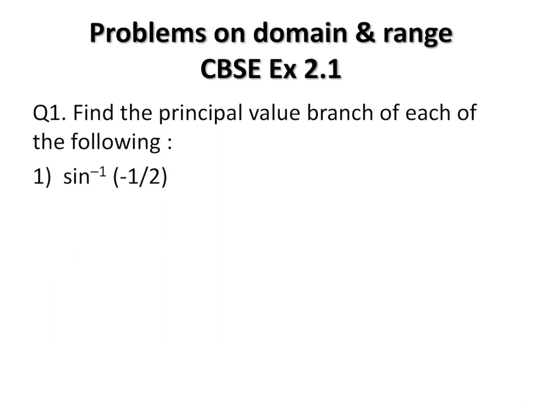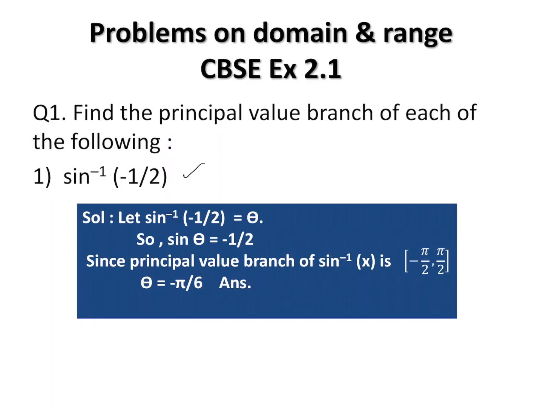Let's take an example here. I am taking an example from the CBSE book, exercise 2.1. We have to find the principal value branch for each of the functions. First function is sine inverse of minus half. Here the steps are important. You have to write the correct statement. First you write let sine inverse of minus half be equal to theta, so that sine theta becomes equal to minus half. Since the principal value branch of sine inverse x is from minus pi by 2 to pi by 2, think of a value which will give us minus half. So yes, you guessed it correct. The value is minus pi by 6. So you can directly write the answer.